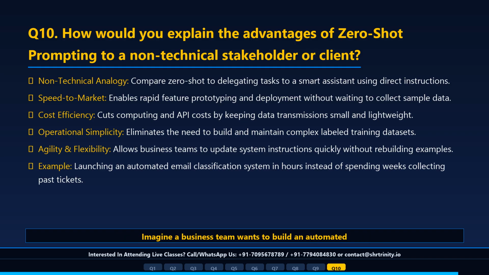Imagine a business team wants to build an automated email routing system to send customer inquiries to the right department. Under traditional methods, the team would spend weeks collecting, cleaning, and formatting hundreds of past email tickets to build training examples. With zero-shot prompting, we can write a clear instruction defining the routing rules and launch the system in just a few hours. This eliminates dataset preparation costs, reduces the ongoing cloud computing fees for every processed email, and allows the business team to adjust routing rules instantly whenever business needs change.